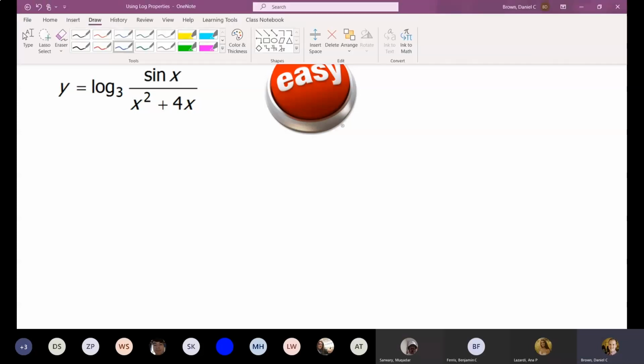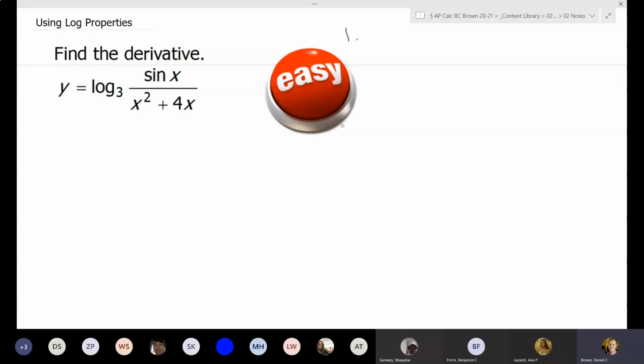So here's the way I would not do it. This is going to be the long way to do the problem. It's not the wrong way. It would just be the long way that would kind of put you on a messy problem. If you're doing this the long way, your derivative would be, so this is a log base 3, so I have 1 over the natural log of 3 times 1 over the inside.